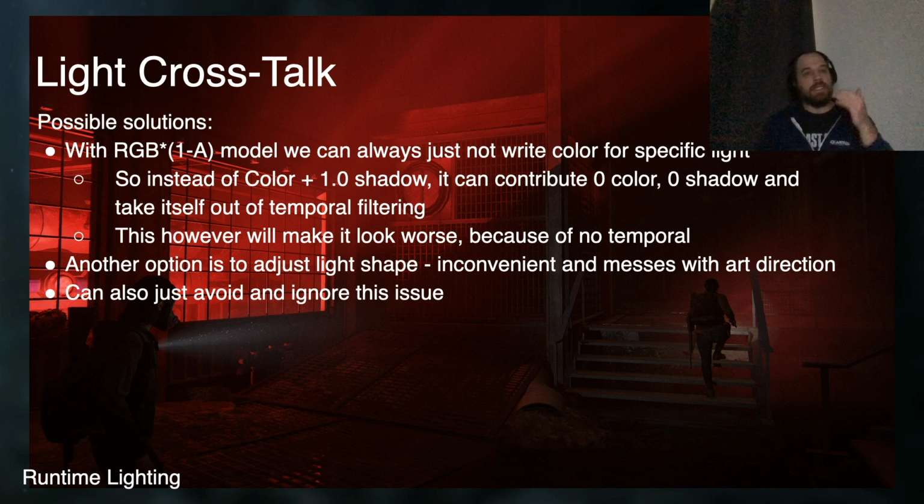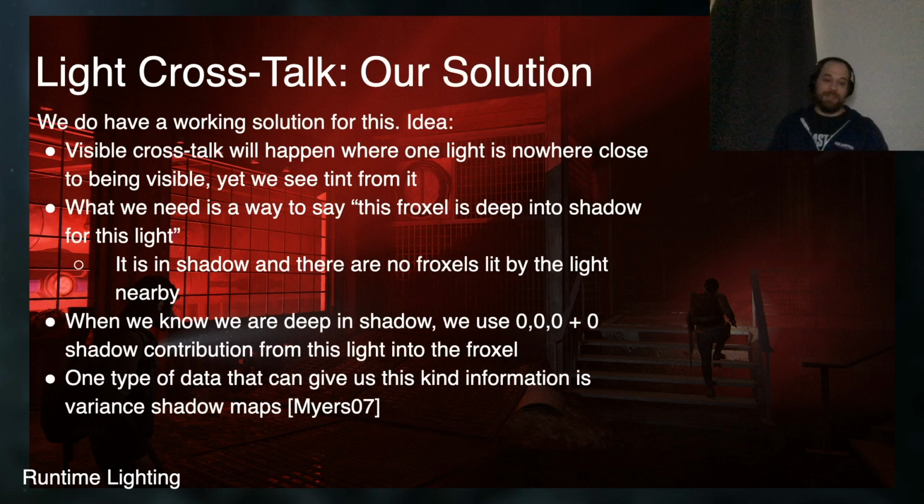The only issue there is the temporal. You're going to lose temporal, because now you're just producing all the contribution for that light source straight into the RGB values. That will lose temporal, but maybe that's okay. The other option is to adjust your light shape, maybe point it away so it doesn't have this issue. The other option is to just ignore this issue. Not really an option for us.